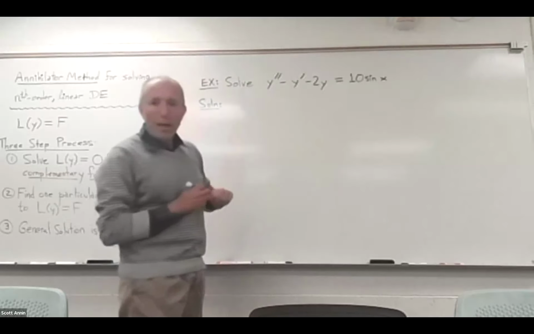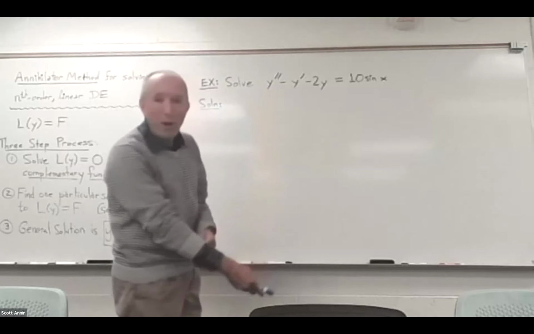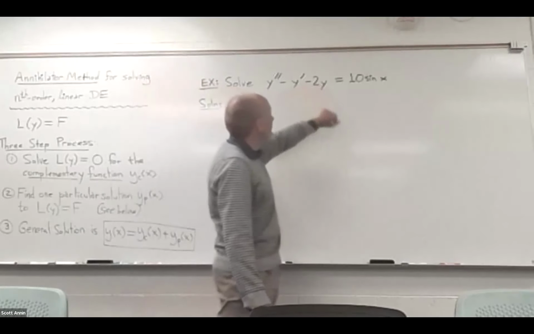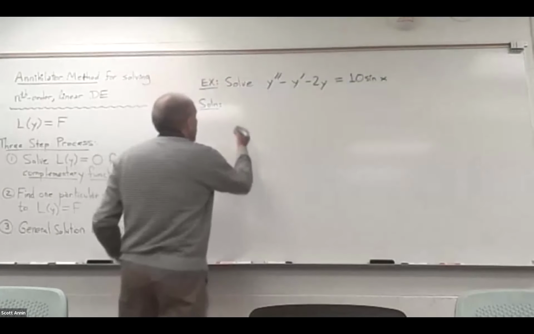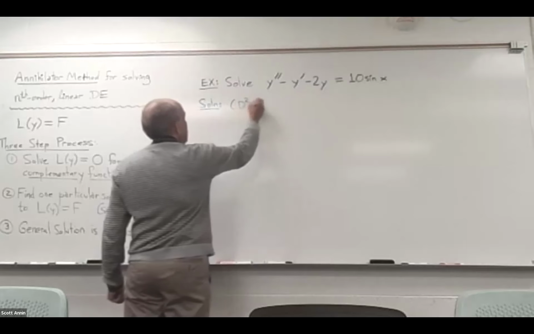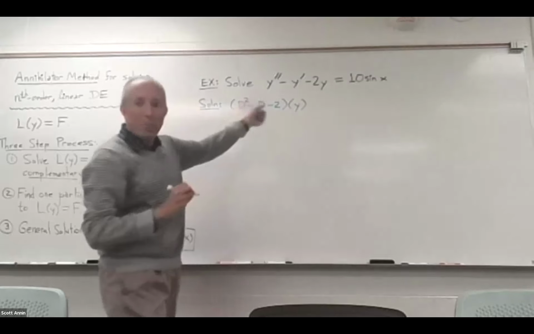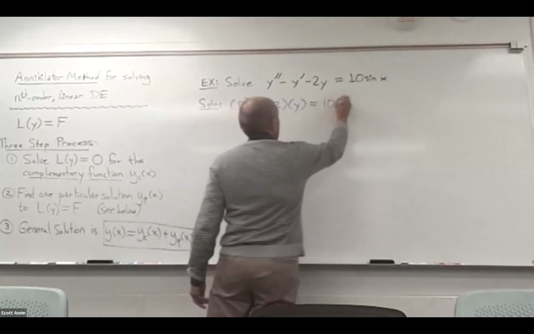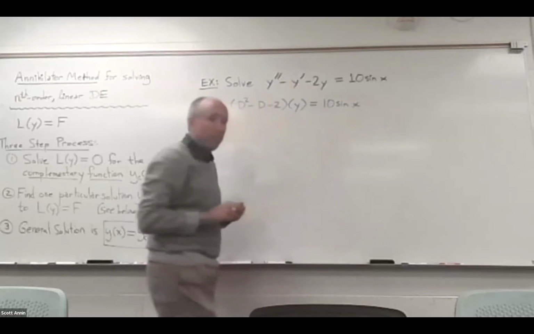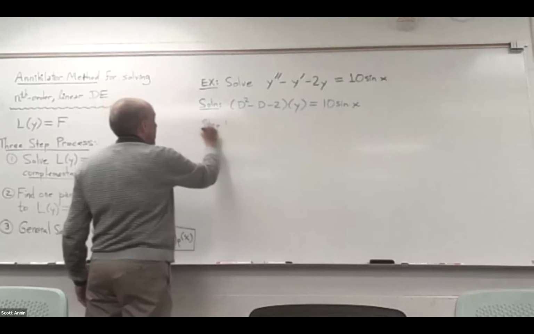If I look at this problem right here, let's read it together. y double prime minus y prime minus 2y equals 10 times the sine of x. I can, of course, start off by writing down the D notation for this problem, and we would have D squared minus D minus 2 of y equals 10 times the sine of x. And I can get right into this. I'm going to go fairly quickly through step one.